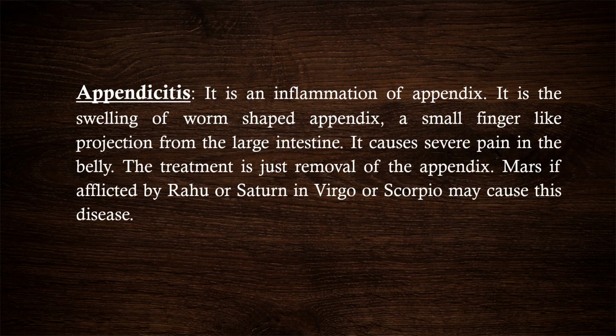Appendicitis. It is an inflammation of the appendix. It is the swelling of the worm-shaped appendix, a small finger-like projection from the large intestine. It causes severe pain in the belly. The treatment is just removal of the appendix. Mars, if afflicted by Rahu or Saturn in Virgo or Scorpio, may cause this disease.